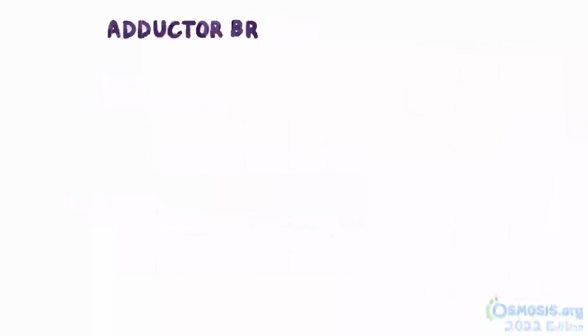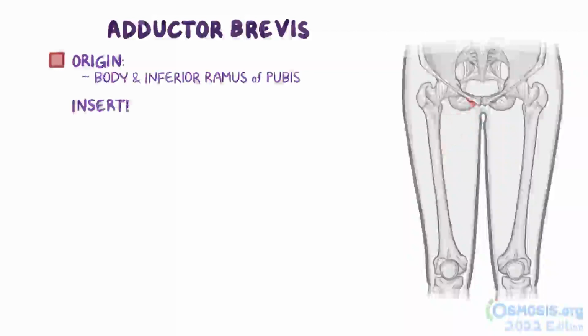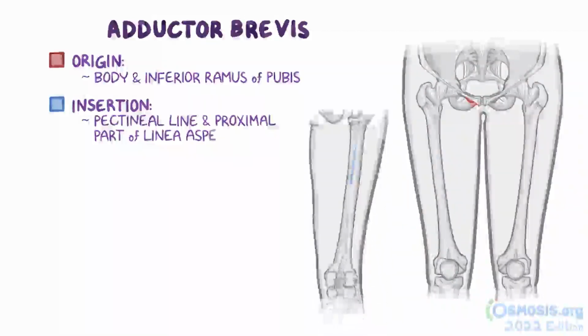Second, adductor brevis, or the short adductor, lies underneath the pectineus and adductor longus, where it arises from the body and inferior ramus of the pubis. As it travels distally, the muscle widens to attach to the pectineal line and proximal part of the linea aspera.